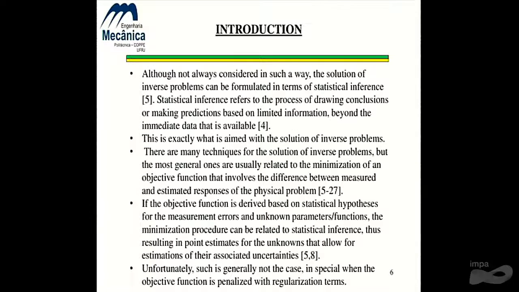And usually, when we reformulate the inverse problem in terms of the minimization of some objective function, we get some point estimate for the parameters. But by doing statistical inference, we can not only get these point estimates, but actually compute other statistics of our estimates. That's one good point of this.